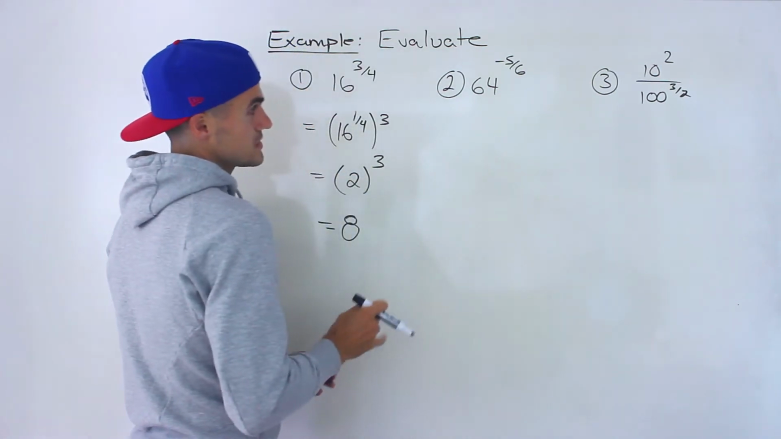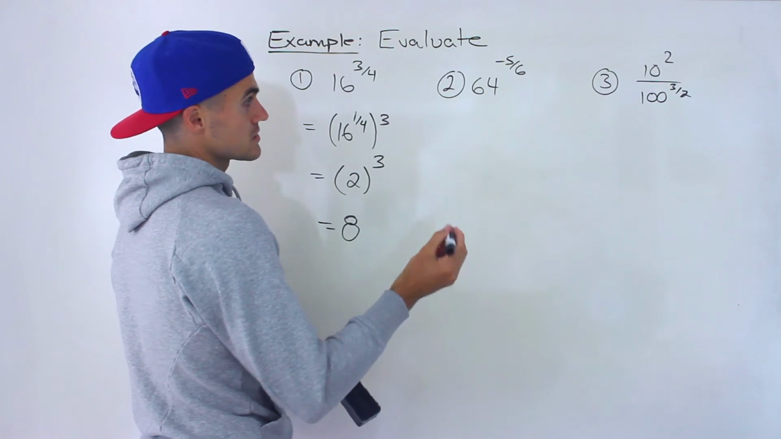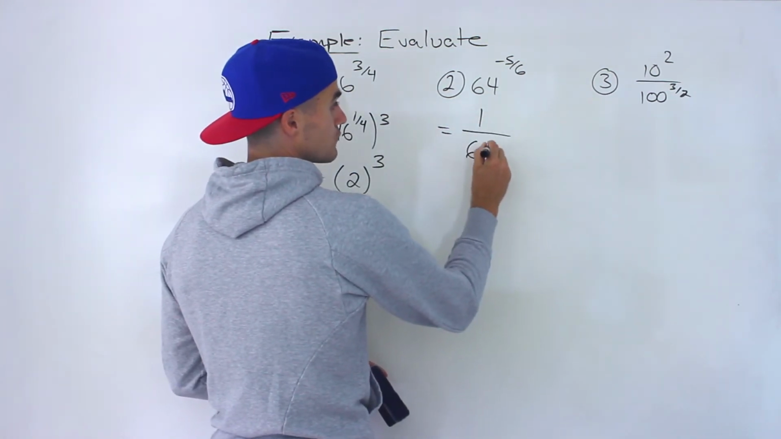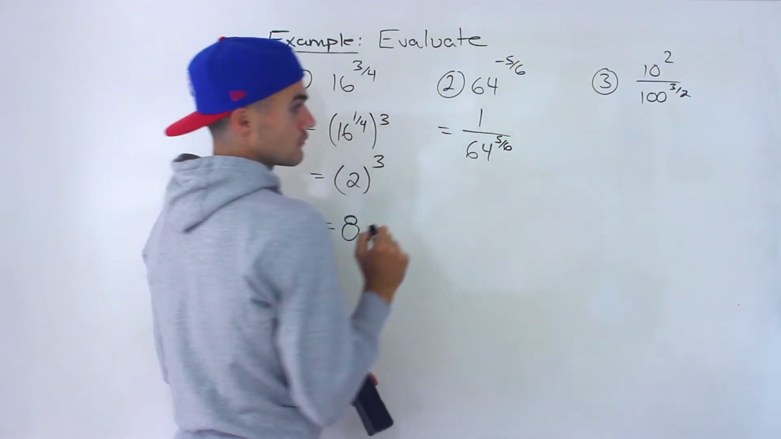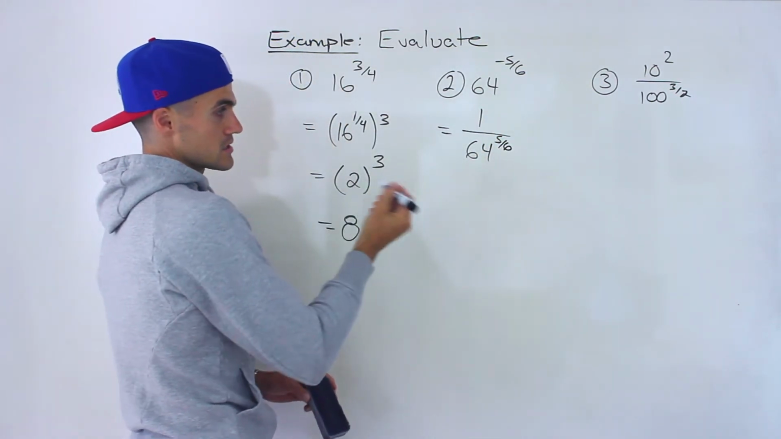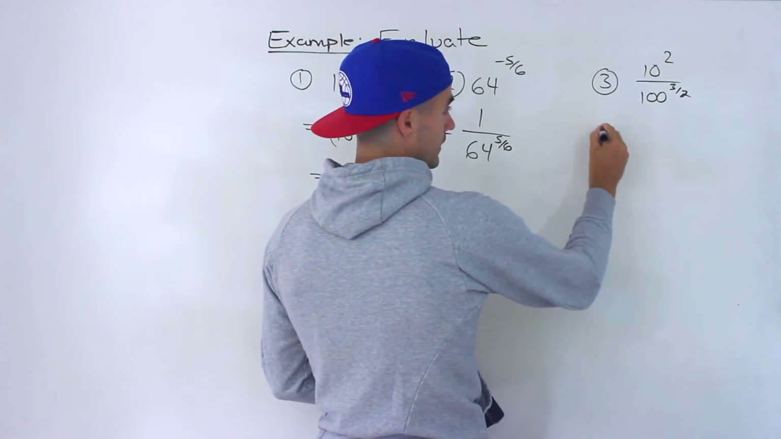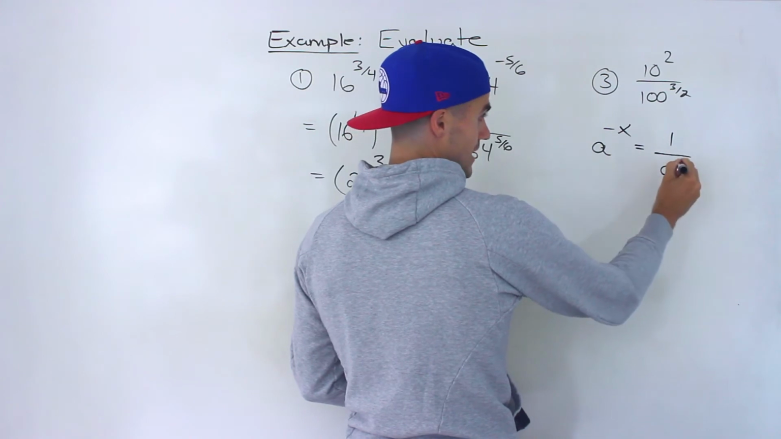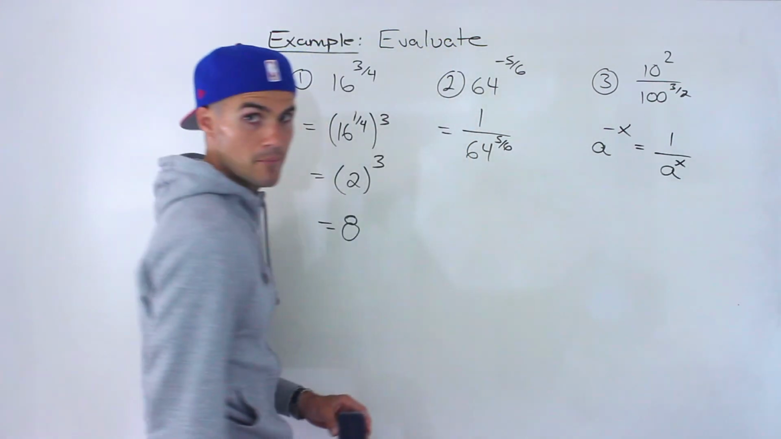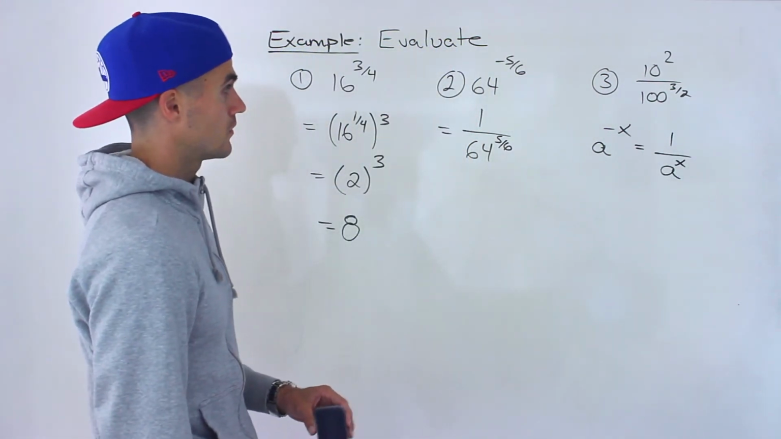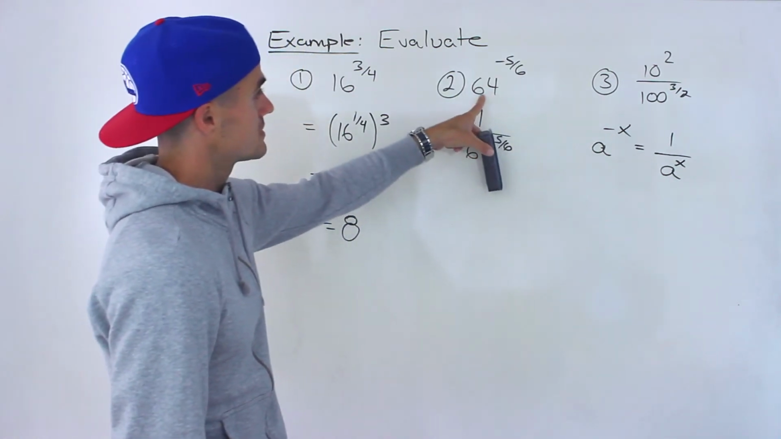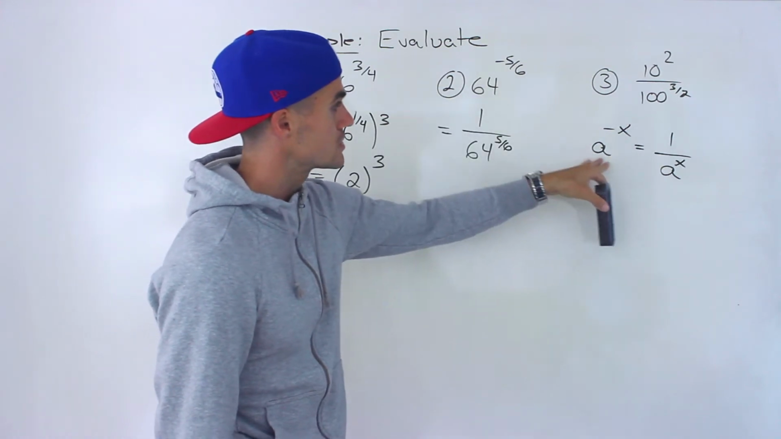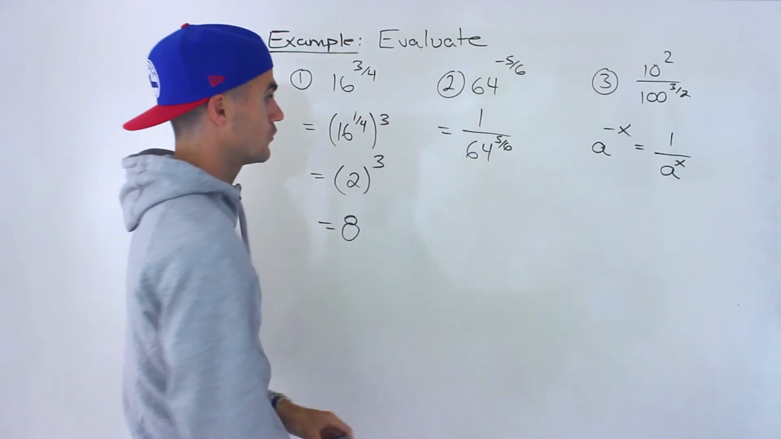Now, number 2, we got 64 to the power negative 5 over 6. So what I'm going to do here is I'm going to rewrite this as 1 over 64 to the power of positive 5 over 6. Because if you remember, if we have an expression to the negative exponent, that's equal to 1 over that same base to the power of that positive exponent. Right? So in this case, the a is the 64, and then the x is the 5 over 6. And then we just use this rule to get that over here.